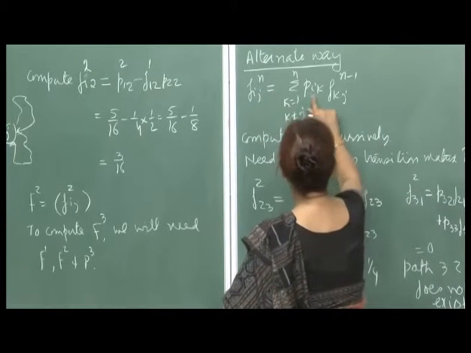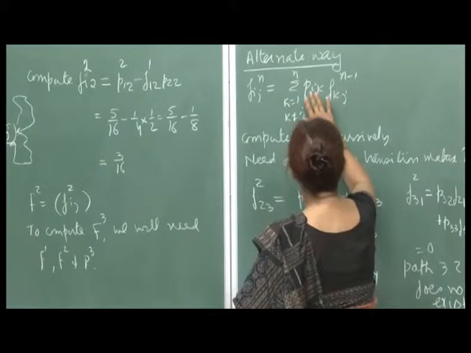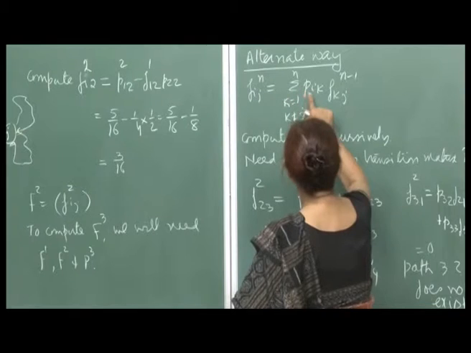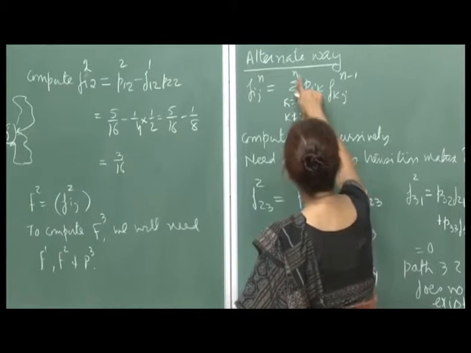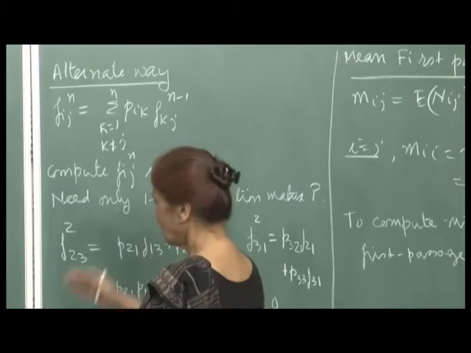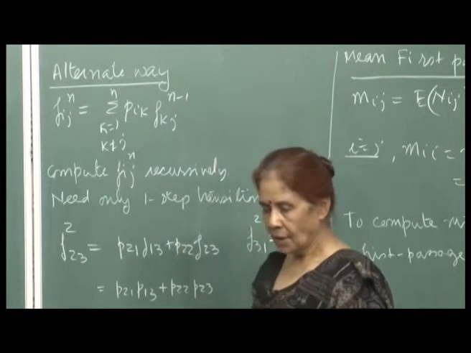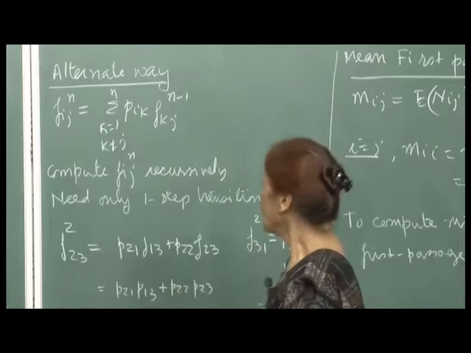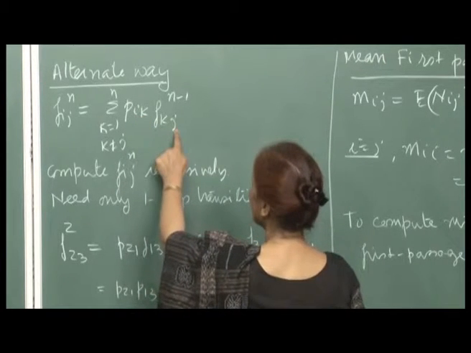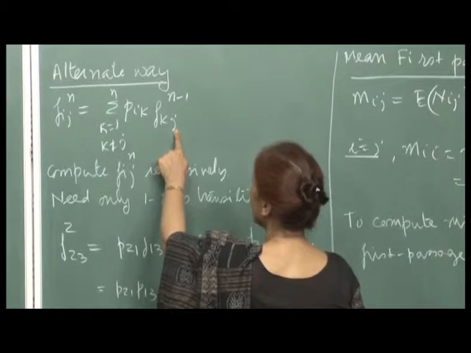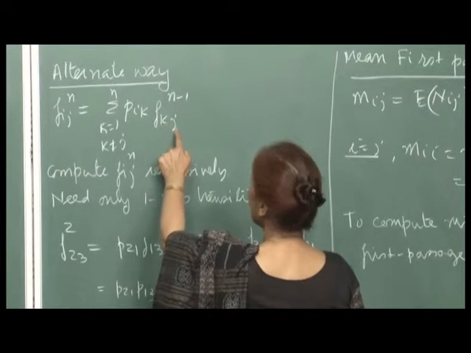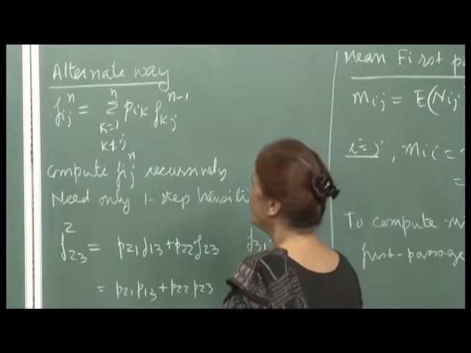The way we explain this is to look at it as one step. So Fij(n) I am writing as the sum over k from 1 to n of P(ik). In one step you transition right in the beginning, since you are starting from i. Suppose you go to k. That probability is P(ik), and then from k you take the first passage transition probability from k to j in n minus 1 steps.